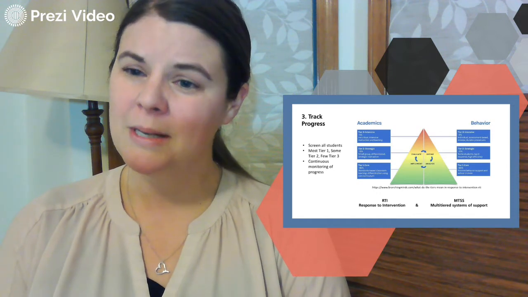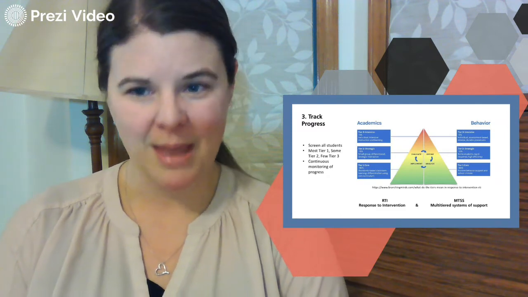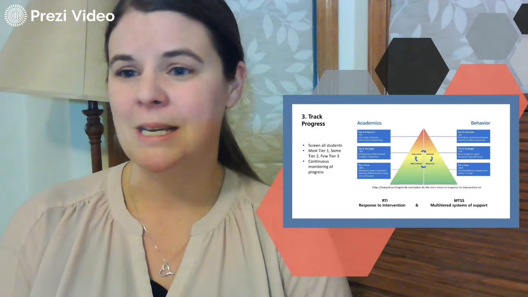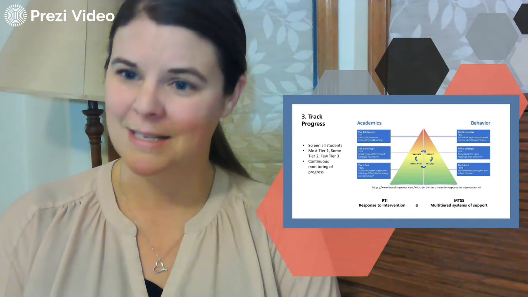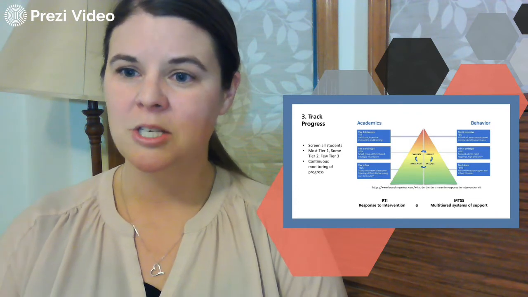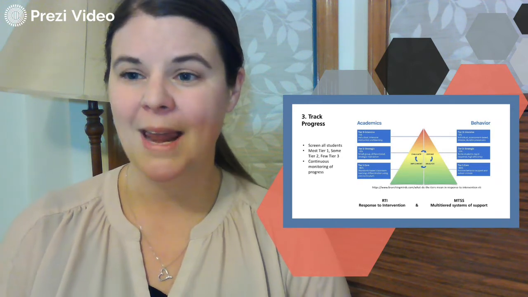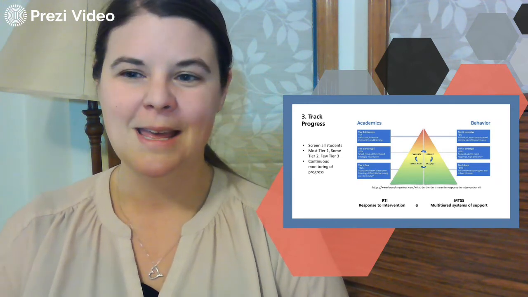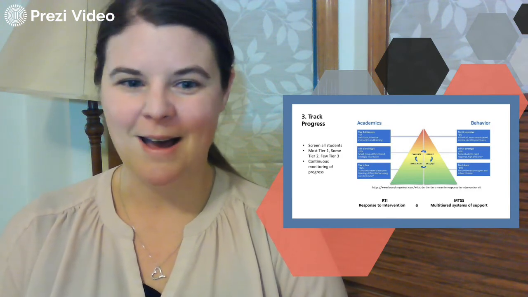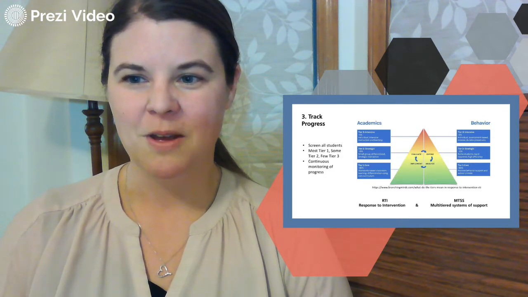Some students will need a little more. They'll fall within the yellow. They'll get some extra help with some things. And a few will need even more. They're going to need interventions and intensive help. And so a few students fall at the top. Those students at the top receive all the services within Tier 1 and Tier 2 as well as Tier 3.